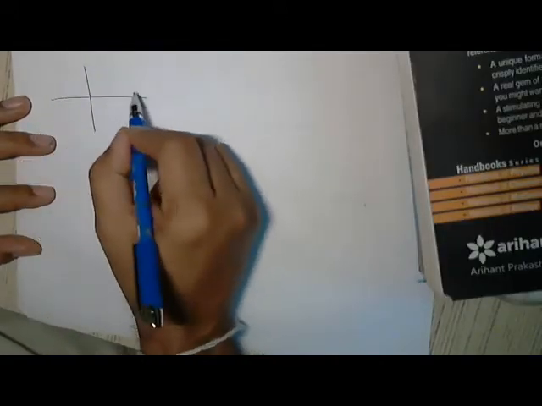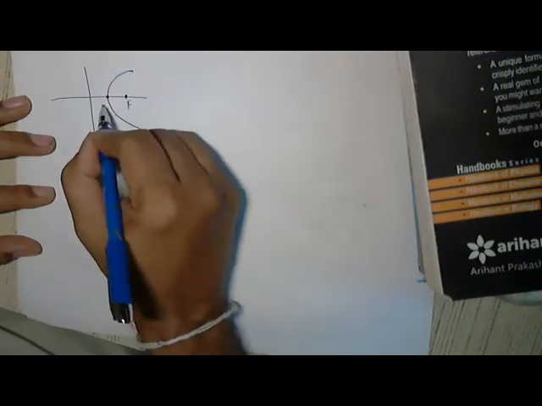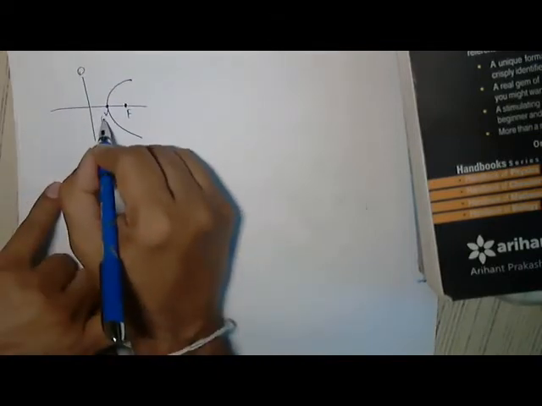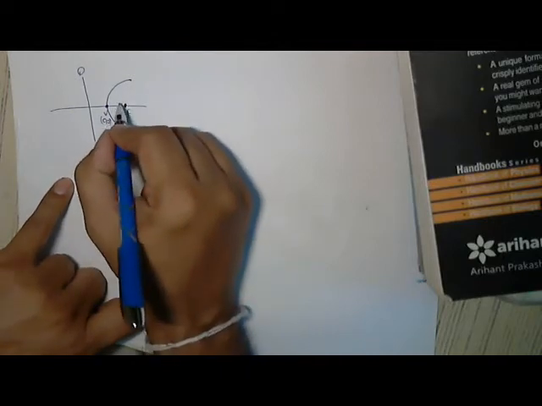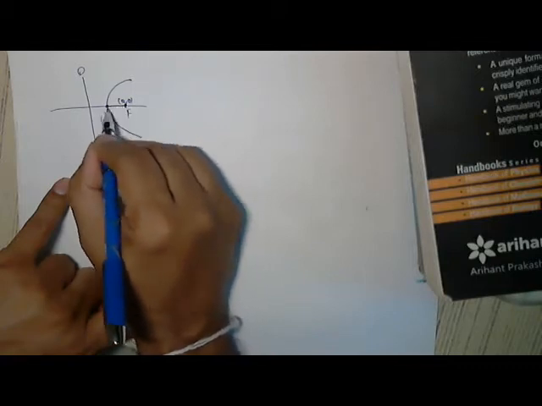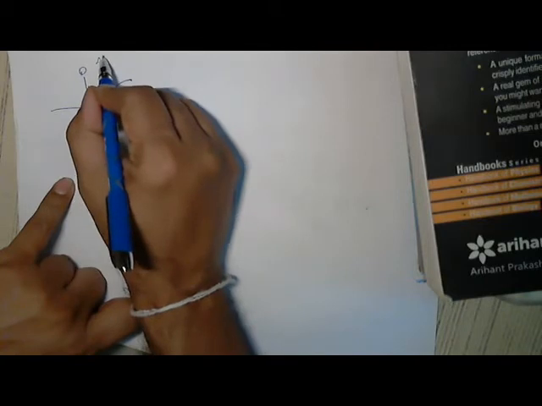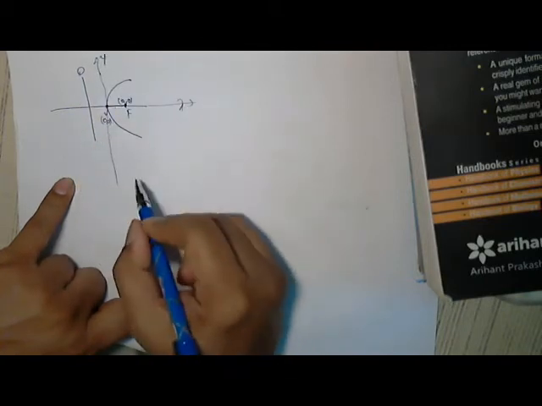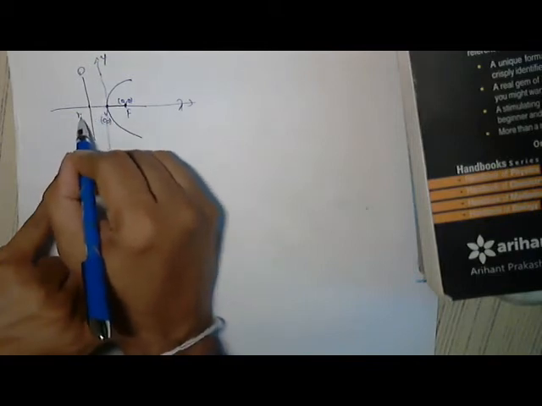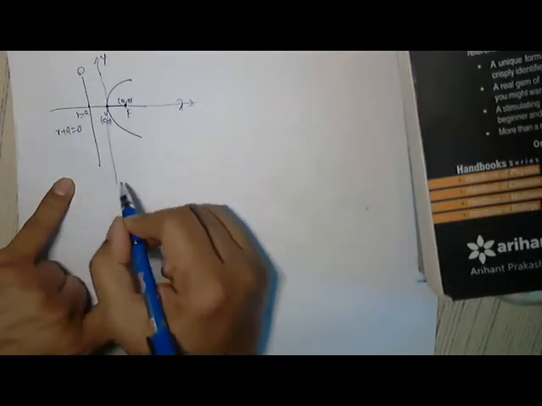This is my parabola. This is the focus, this is the vertex, this is the directrix. Here the vertex coordinates are 0, 0 and the focus is a, 0. My axis starts here: this is the x-axis, this is y, and this is x. If this side is plus a, this is minus a. X is equal to minus a, so x plus a is equal to 0 is the directrix line.